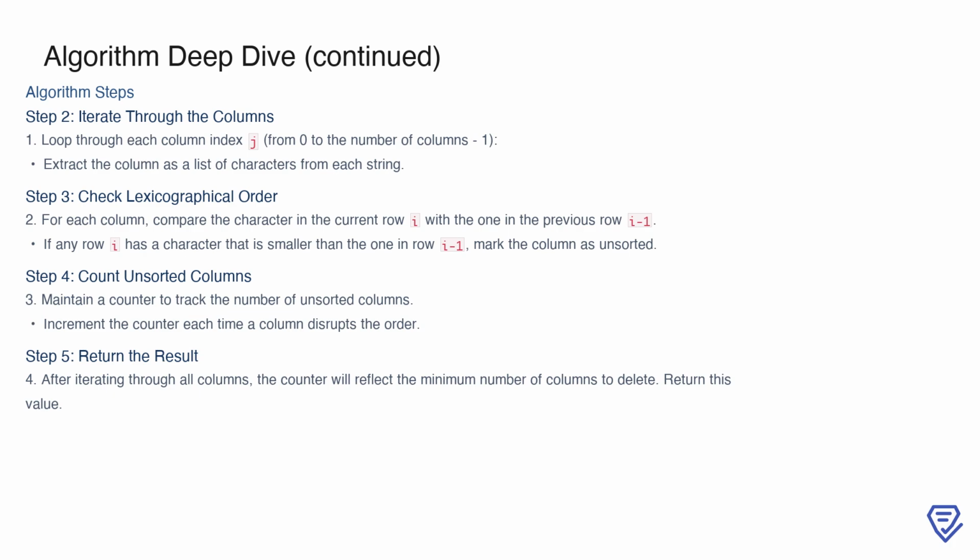For each column index, we extract the characters in that column from all the strings. Once we have the column, we check whether it is sorted lexicographically by comparing the character at each row with the character in the row above it. If at any point the current character is smaller than the one above, the column is marked as unsorted. As we process the columns, we keep a counter to track the number of unsorted columns. Whenever a column disrupts the order, we increment this counter. Once all columns have been checked, the value in the counter represents the minimum number of columns that must be deleted, which becomes our final result.